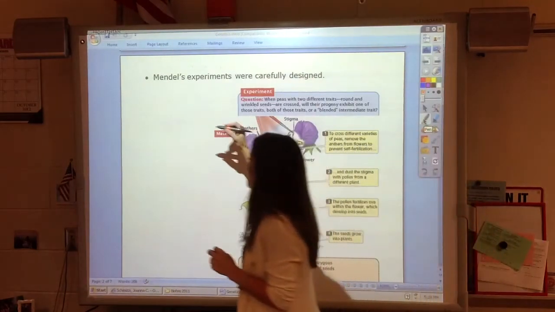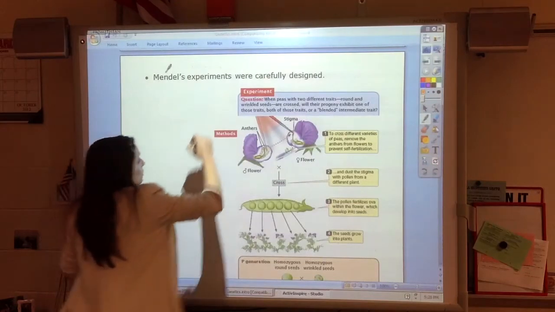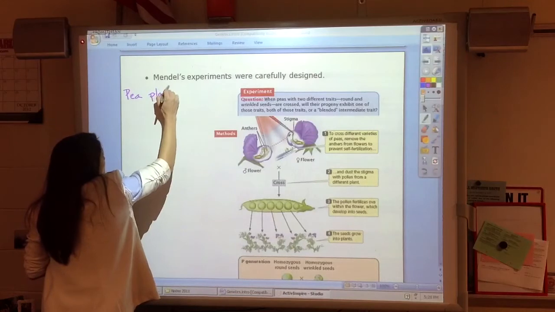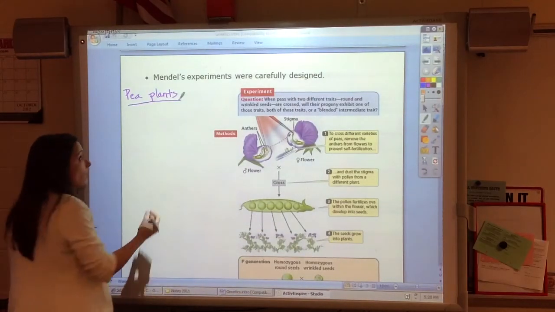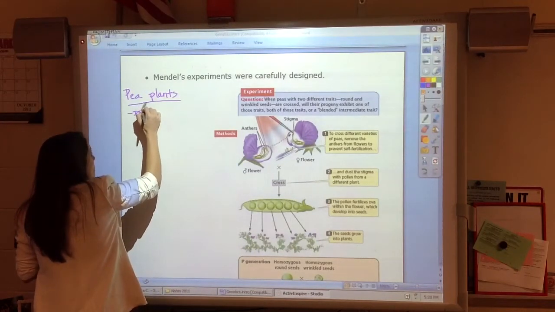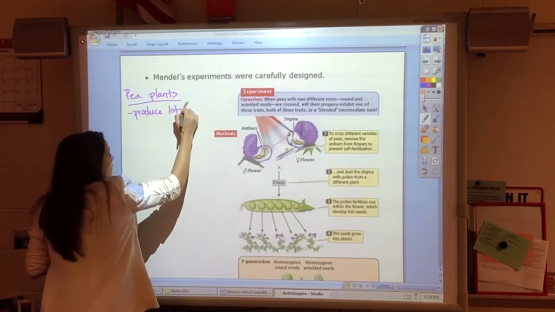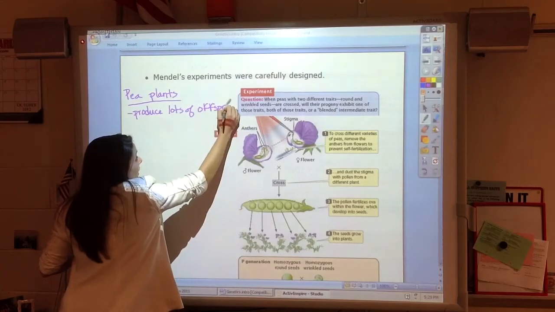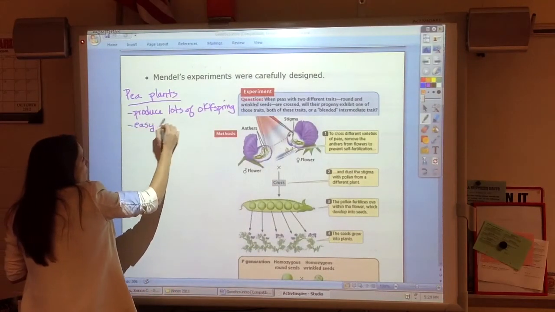So Mendel is considered the father of genetics, and he did experiments with pea plants. As you discovered yesterday, pea plants are a very effective organism to study in genetics because they produce a very large amount of offspring versus humans who just produce usually one at a time. It is easy to control mating.